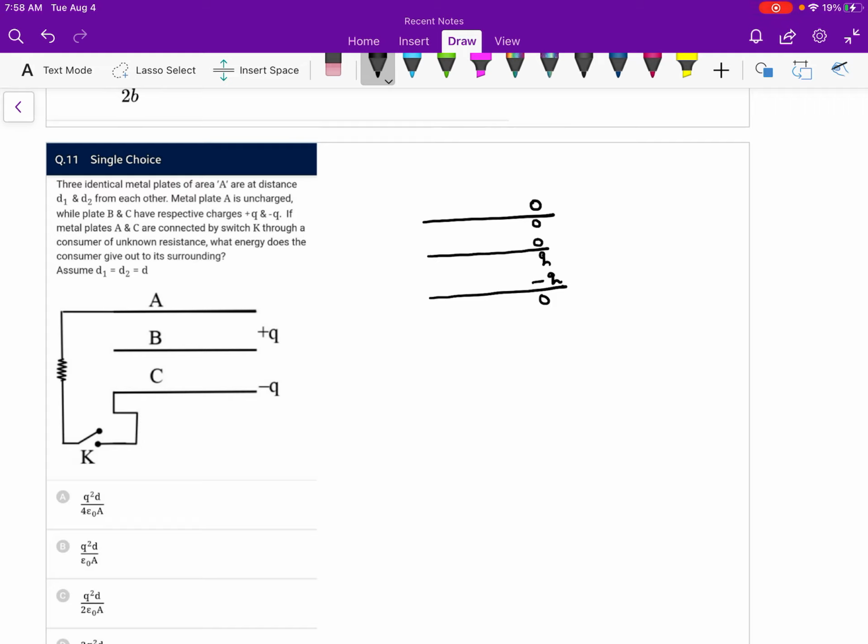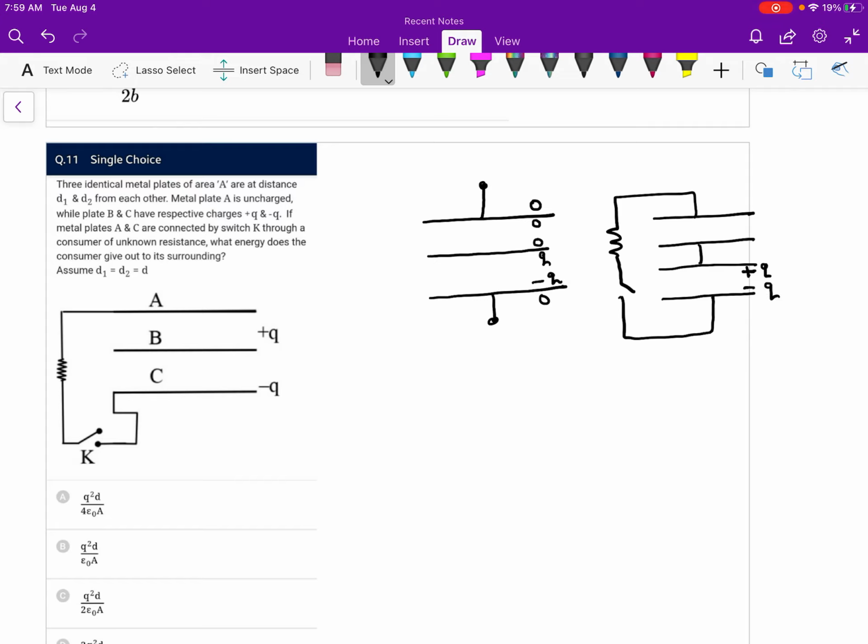So initially there was a single charged capacitor, and now the 2 outermost plates are connected by a wire. So this system becomes equivalent to the first capacitor in series with the second capacitor, and these 2 capacitors are connected by a resistor. So this is a rewiring of capacitors, wherein we are connecting a charged capacitor with an uncharged capacitor.